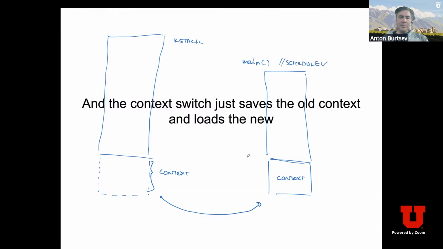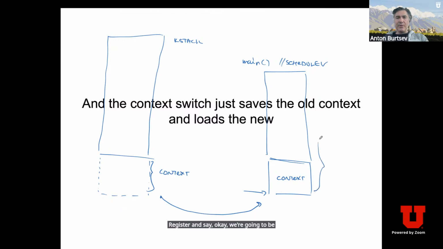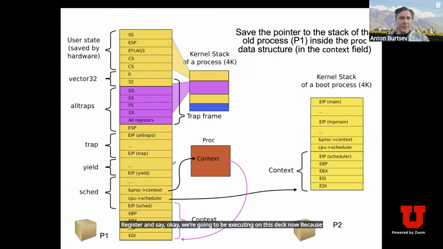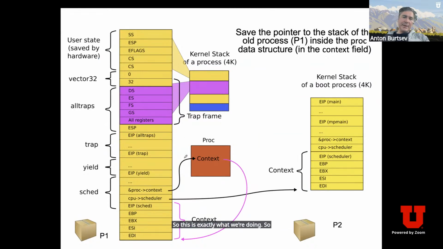Right? That's okay. So this pointer, we got it in the register, right? We got this pointer to this stack as an argument to this function. So we will just simply load it in the ESP register and say, okay, we're gonna be executing on this stack now, because this is how we switch. So this is exactly what we're doing. We do two things here. First, we will remember the current context, establish this pointer into the argument which was passed to us, right?